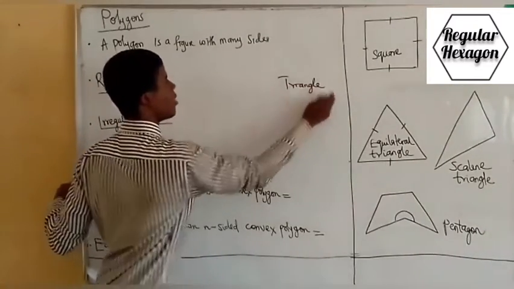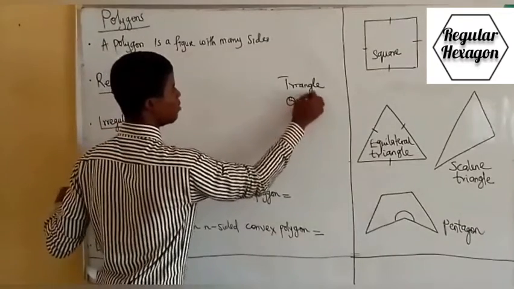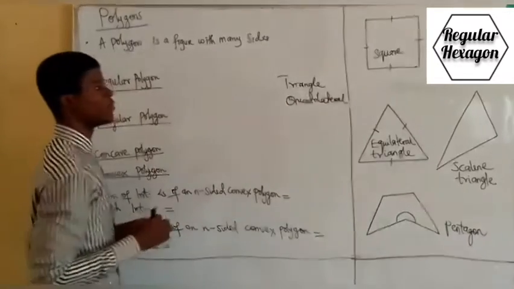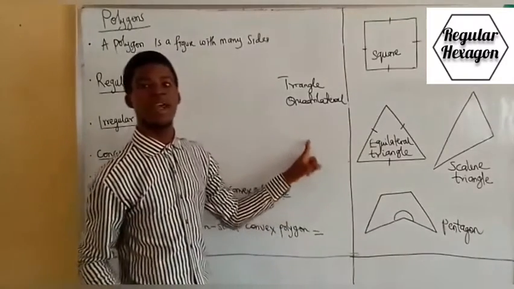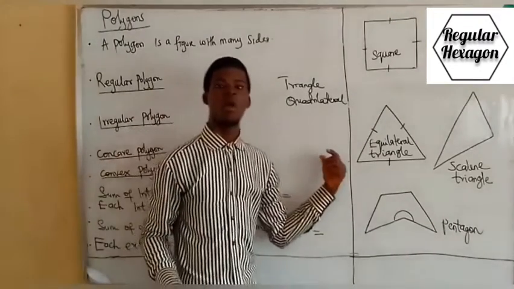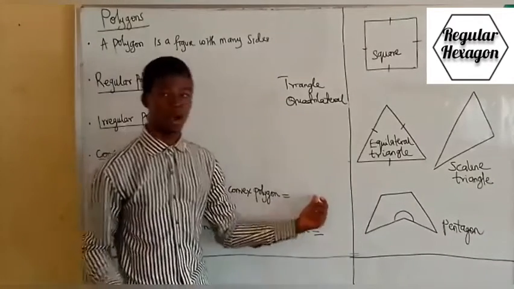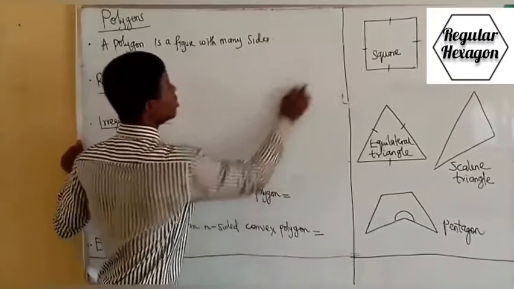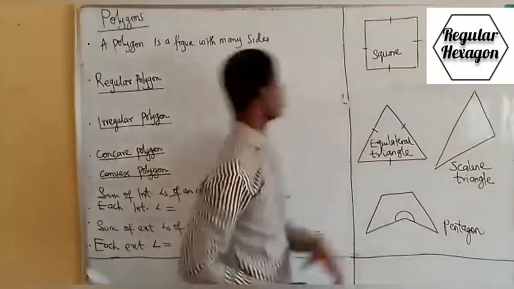Good. A shape with 4 sides is a quadrilateral. So a quadrilateral is a polygon. There are other polygon examples. We have the pentagon with 5 sides, the hexagon with 6 sides, the heptagon with 7 sides, the octagon with 8 sides, the nonagon with 9 sides, and the decagon with 10 sides. Those are examples of polygons. All these you can see here are polygons.